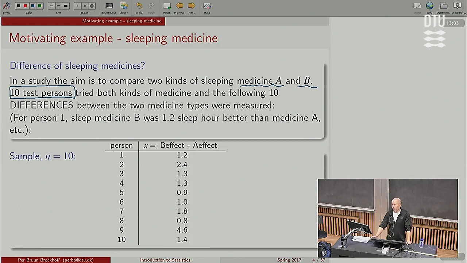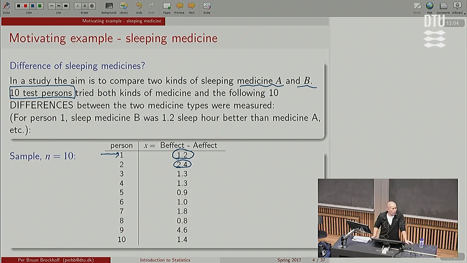What we record here is a single thing for each person. We measure the difference between the two sleeping medicine effects. So, for instance, for person 1, the B medicine was 1.2 hours better than the A medicine. Let's not get into detail of what happened behind those 1.2 hours, but let's just assume that's the way we measure this thing. It's 1.2 hours for person 1, 2.4 hours for person 2, and so on.